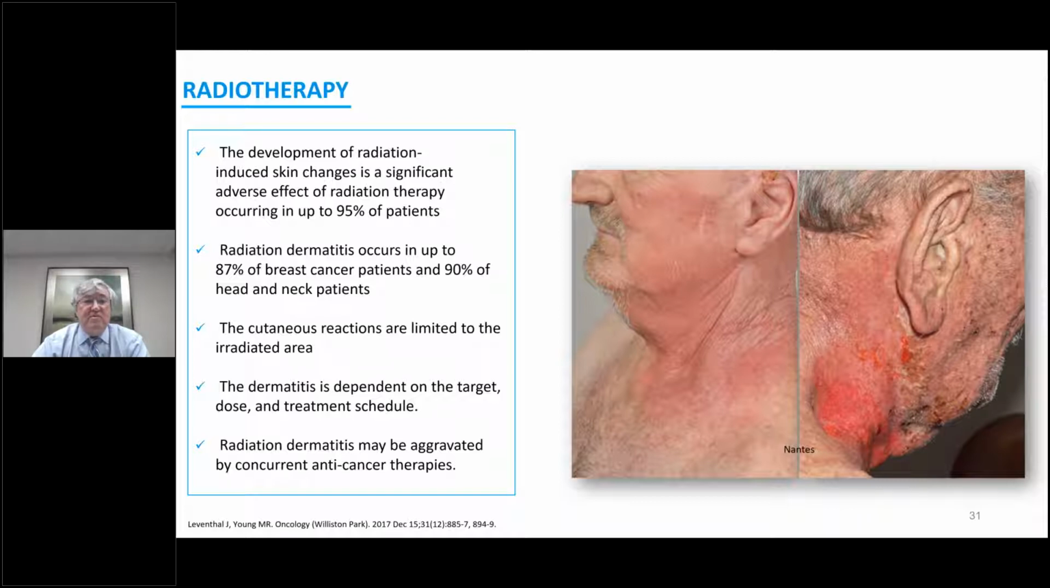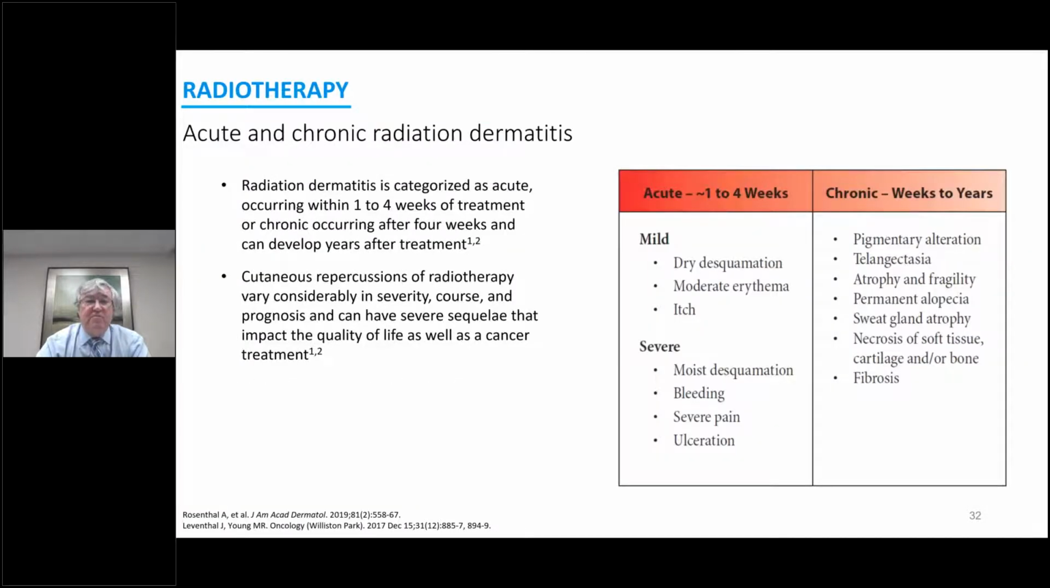And the reactions are limited to the irradiated area. And it's dependent on the target, dose, and the treatment schedule, whether they're going to do it aggressively. And this is often used with other anti-cancer therapies, so you can get other toxicities associated at the same time. And again, 1 to 4 weeks, you get a mild redness, mild itching, desquamation, but it can be severe. You can get ulceration, severe pain, bleeding, and certainly we all recognize that chronic changes can occur in that area. You can get telangiectasia, atrophy, fragility of the skin, and you can actually get necrosis of the underlying cartilage and bone, and subsequently fibrosis in the area.